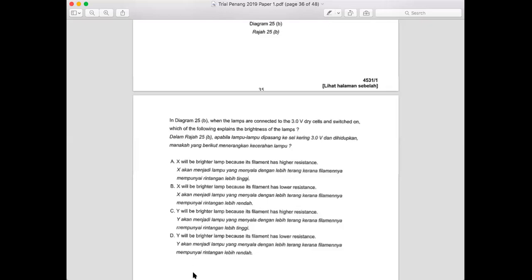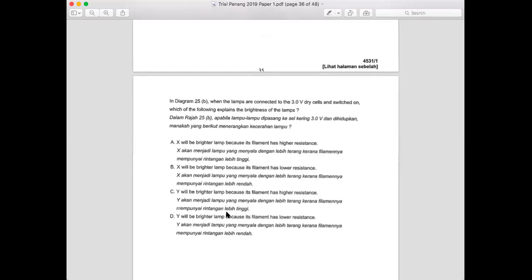Record ni untuk orang yang tak join ni. Sebab kadang dia ada limit for 100. Oh, I see. Macam Google Meet.